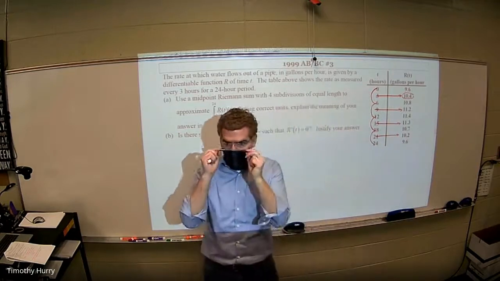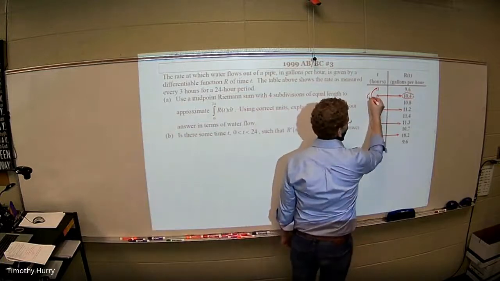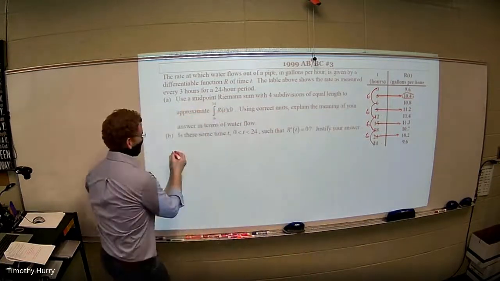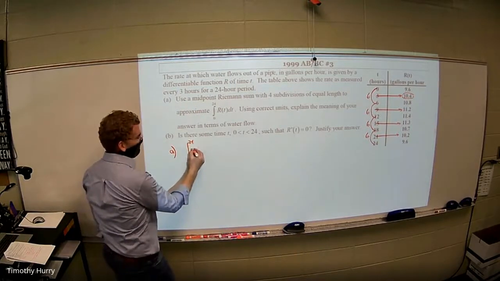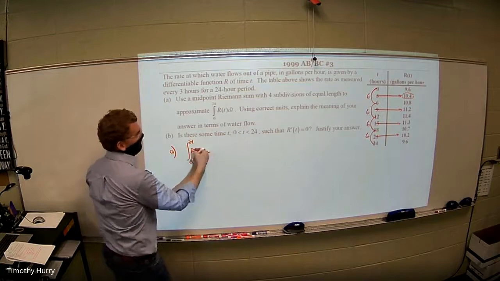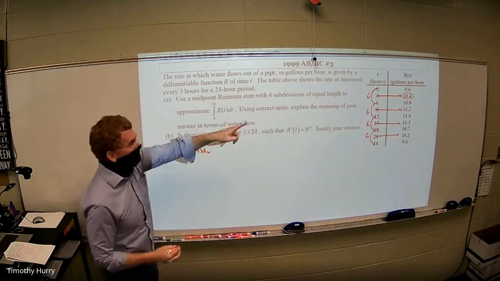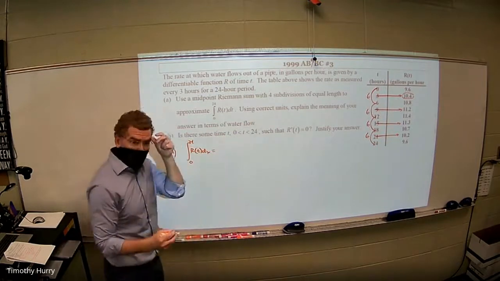But now my bases are no longer 3. What are they? 6. And you can see the bases are 6. So using a midpoint Riemann sum, so what do I write? The integral from 0 to 24 of this rate, and don't use f of x if they define it as r of t. All right, so I'm integrating that rate function. Don't forget the dx.